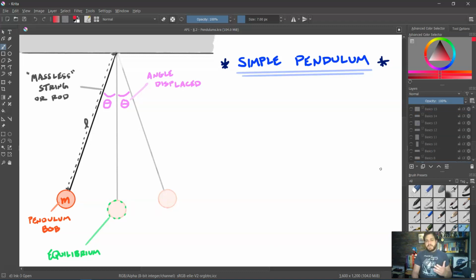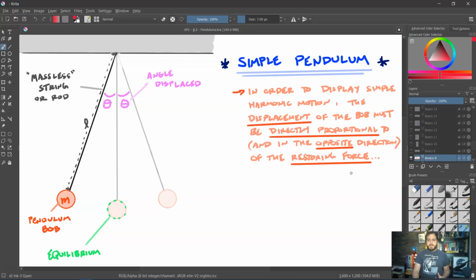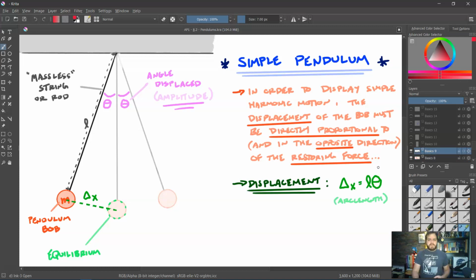Now, is this pendulum going to be moving in simple harmonic motion, though? Well, remember, what is the defining characteristic of simple harmonic motion? The displacement of the mass, which in this case is the pendulum bob, must be directly proportional to the restoring force on this bob, the force that pulls it back to equilibrium, and also opposite in sign to that restoring force. So let's look at these pieces individually, the displacement and the restoring force. And let's start with the displacement.